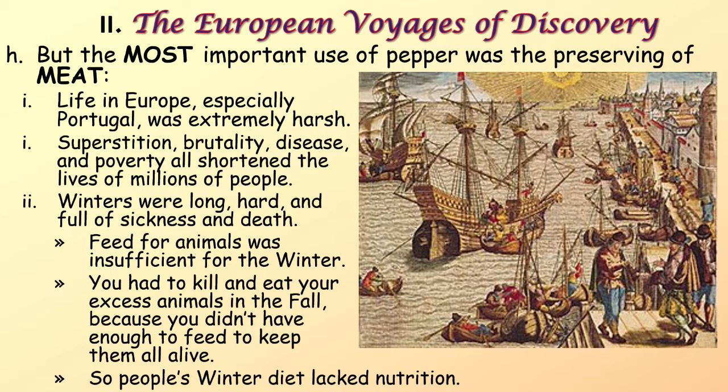And here is why. Life in Europe, and especially in Portugal, was extremely harsh. Superstition, brutality, disease, and poverty all shortened the lives of millions of people. Winters were long and hard and full of sickness and death. And feed for animals was insufficient to get those animals through the winter. So you had to kill and eat your excess animals in the fall because you did not have enough feed to keep them all alive. So as a result of that, you ate them all in the fall. They're done. So people's winter diet lacked nutrition.